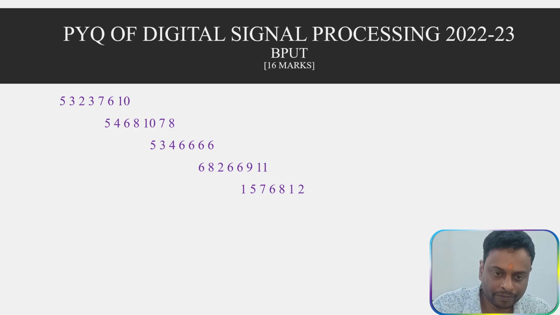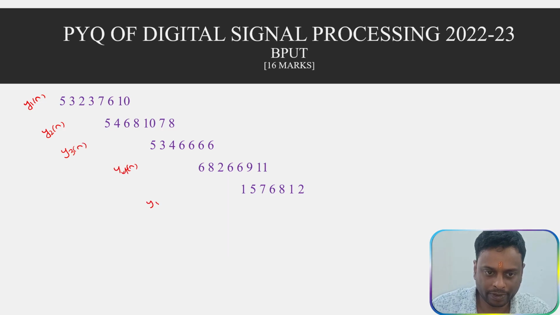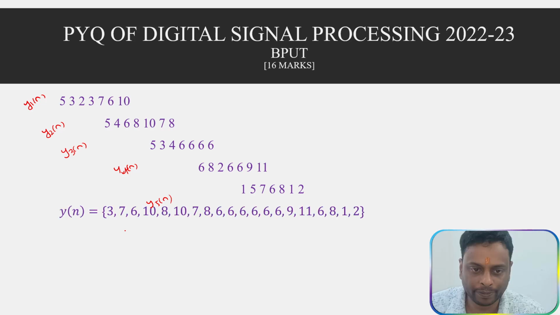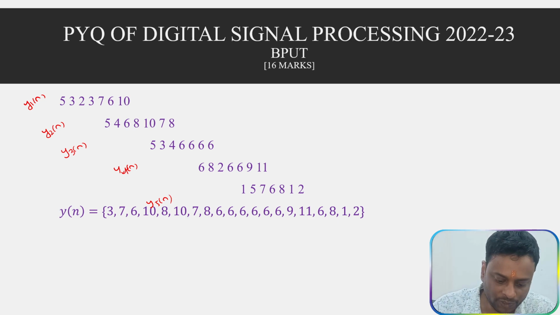This is our y1 of n, this is our y2 of n, this is our y3 of n, this is y4 of n, and the last one is y5 of n. So this is how to calculate the circular convolution using the overlap save method. This is our output. Whether you are doing the overlap save method or the overlap add method, the result will be the same. You can take any block length, whether 3, 4, 5 or 6, and your answer will be the same using either method. So you have to check that.